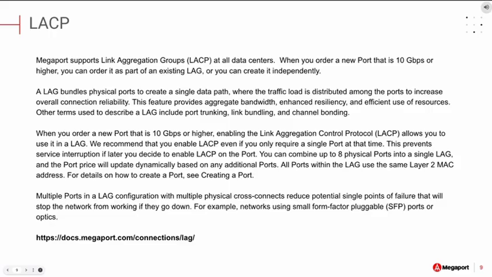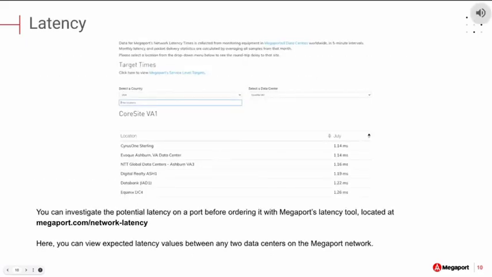If LACP was selected upon ordering in error, please contact our support team to have it disabled. Please see docs.megaport.com/connections/lag for more information. You can investigate the potential latency on a port before ordering it with Megaport's latency tool, located at megaport.com/network-latency. Here, you can view expected latency values between any two data centers on the Megaport network.